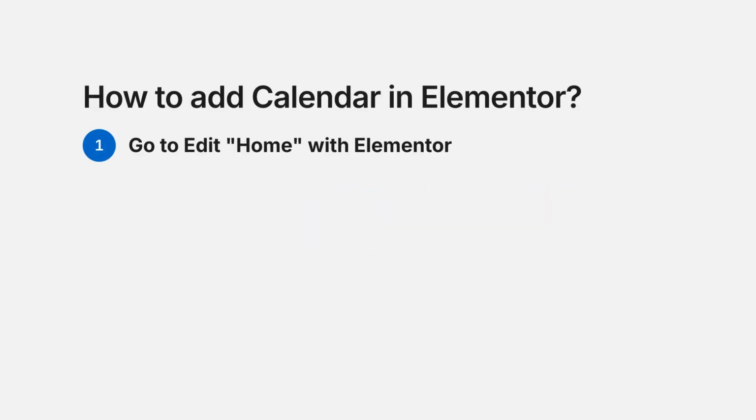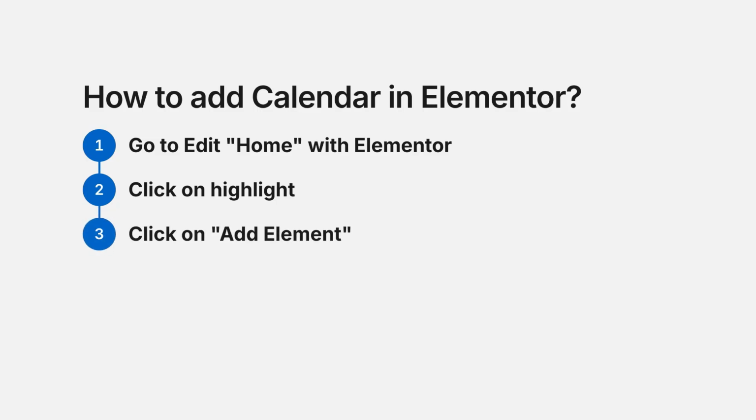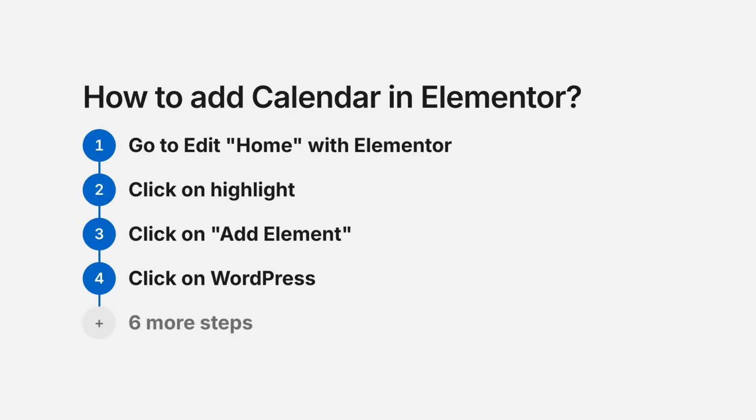Click Edit with Elementor, then click Add Element. Go to WordPress Widgets and insert the calendar. Then we'll finalize by updating the page and tweaking its layout.